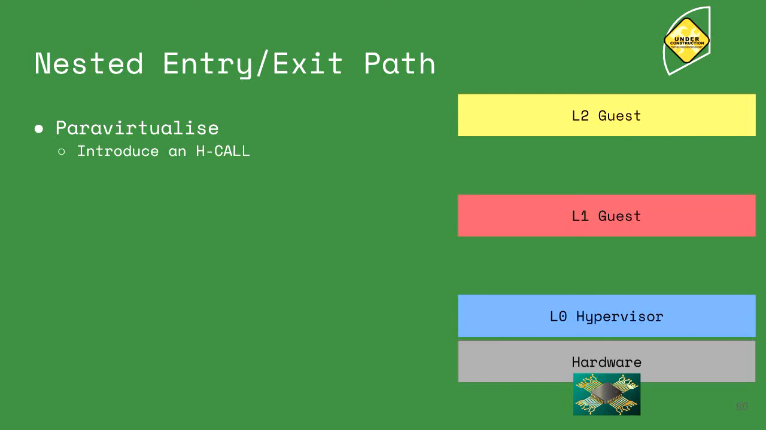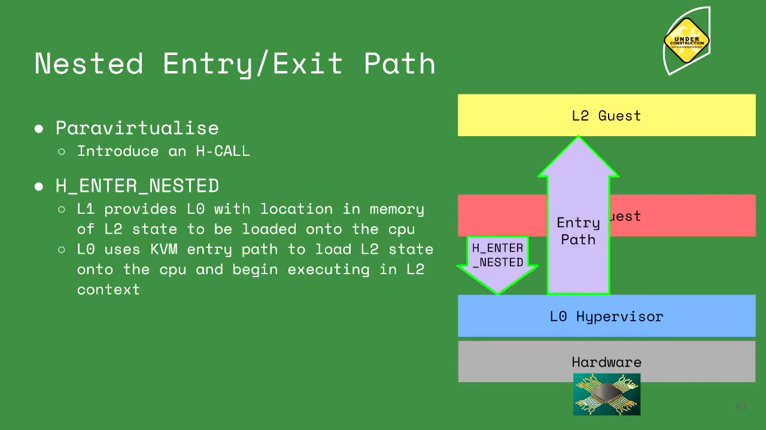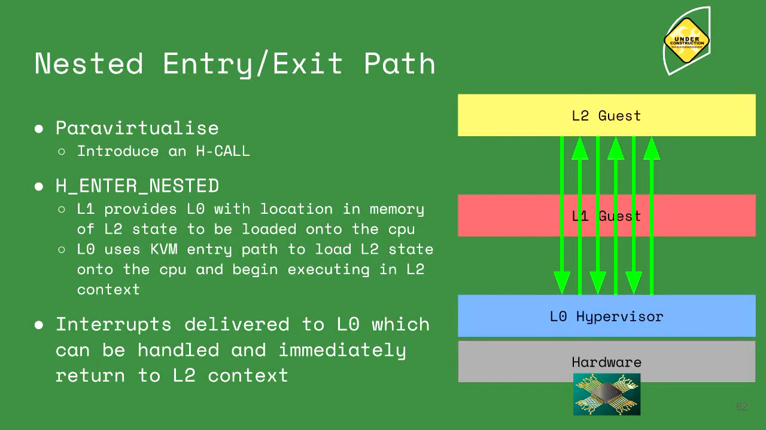We can paravirtualize this. We can introduce an H-call to make this faster, and that's exactly what we did. We introduced this H-call, H_ENTER_NESTED, which level 1 makes to level 0, and provides the location in its memory of the level 2 state it would like loaded onto the CPU. Level 0 can now use that state in the regular KVM entry path to load the level 2 state onto the CPU and begin executing in the level 2 context. Interrupts which might need to be handled in level 0 can be, and we can return back to level 2 directly.